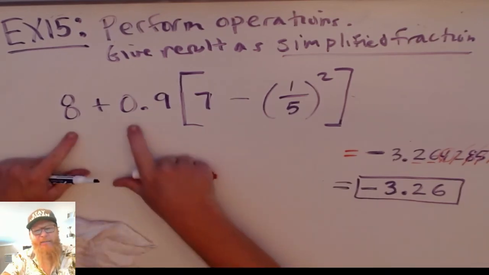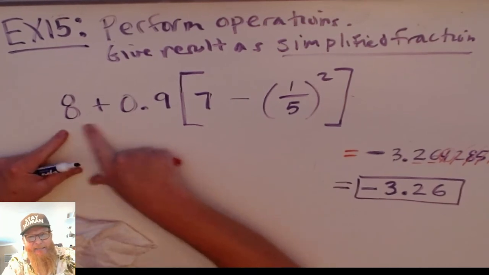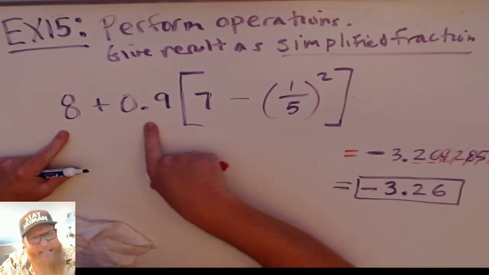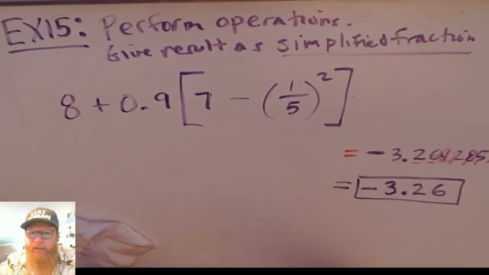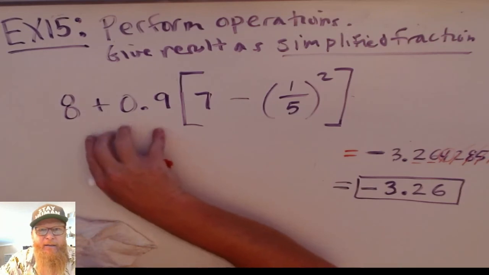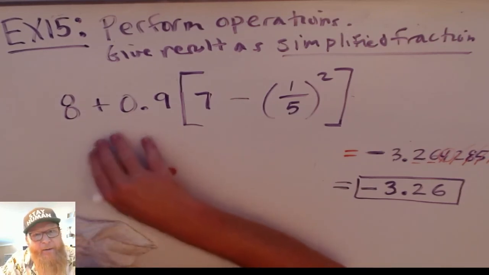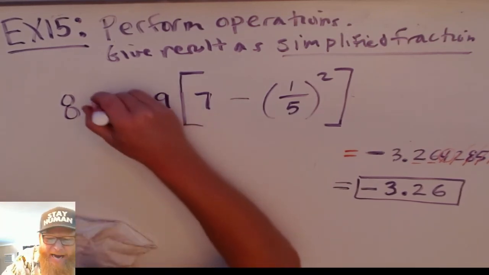I do this in practically all my classes. If you see something very easy like this, 8 plus 0.9, which you could probably just do in your head, you get 8.9, it's not correct, all right? That does not follow the order of operations. This is what I call bait.